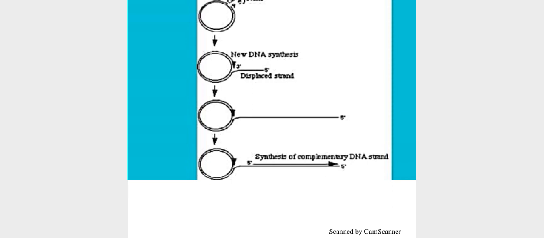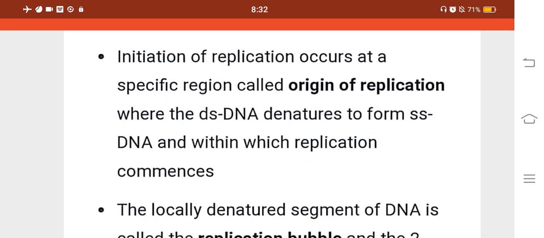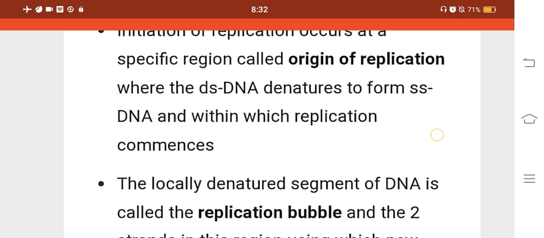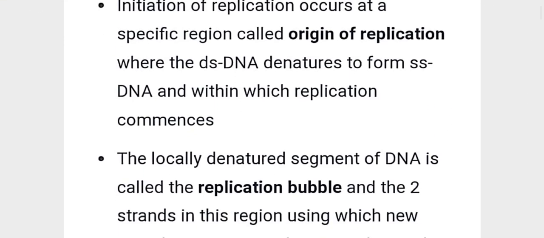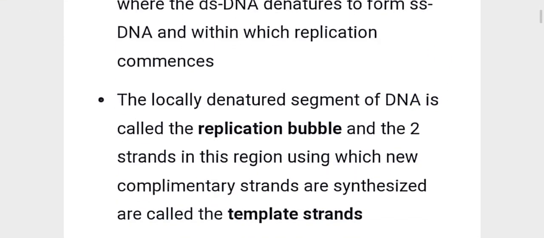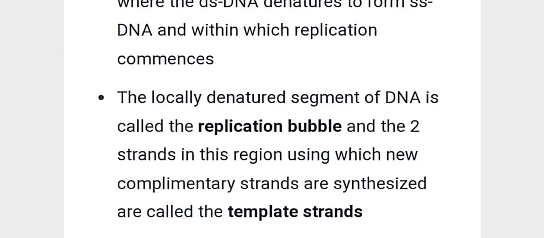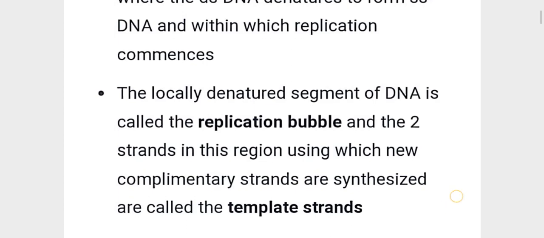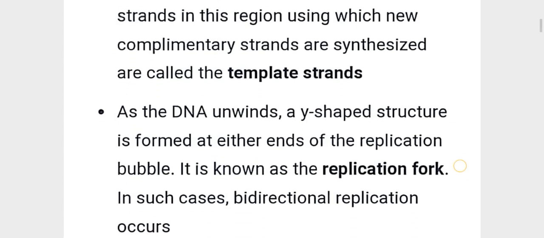Next topic, process of DNA replication, theta model. Initiation of replication occurs at a specific region called origin of replication, where the dsDNA denatures to form ssDNA and within which replication commences. The locally denatured segment of DNA is called the replication bubble, and the two strands in this region, using which new complementary strands are synthesized, are called the template strands.